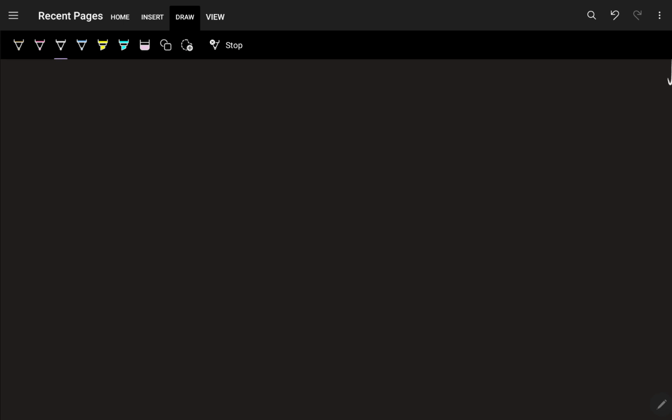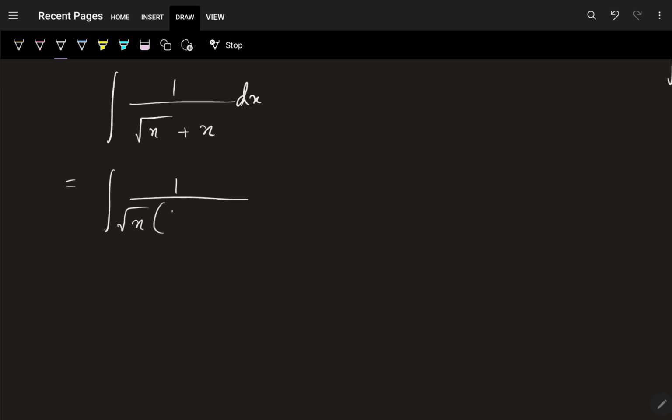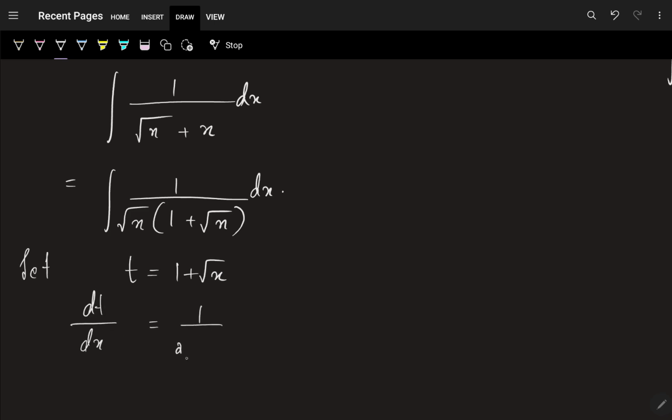Next question we have is integration 1 by root x plus x dx. So we can take root x common from here, which will give me 1 plus root x and then dx. So you let t as 1 plus root x. Differentiate both sides. dt by dx is going to be 1 by 2 root x. If you see, you have 1 by root x dx. So 2 dt is gonna be 1 by root x dx.